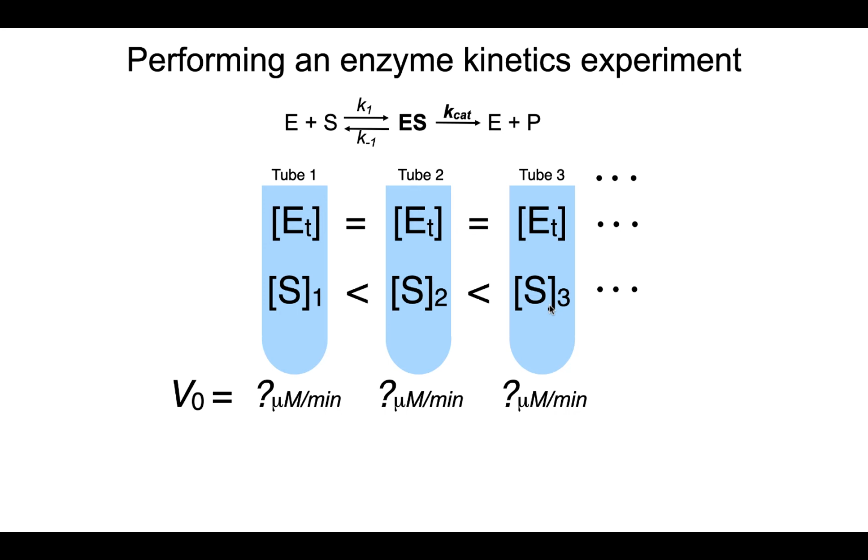Now with each tube, you are going to be calculating the initial velocity, the micromolar of product that is produced per minute. That's your initial velocity. So you're going to determine it for each one of these tubes that you set up. So then you have 2 pieces of data that you're going to plot on a graph. You have the substrate concentration and the corresponding initial velocity.